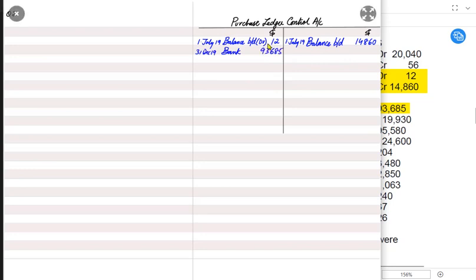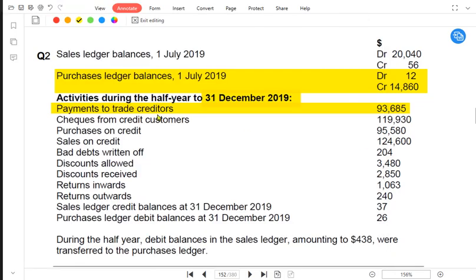Now, beta, instead of writing payment to supplier, we are supposed to write bank, because we need to write the name of the account and not the description that is given. And if the examiner is not mentioning whether we are paying through cheque or cash, we would always write bank, because this is the default payment mechanism for businesses. Businesses normally do not like dealing with cash. Instead, they pay through cheque.